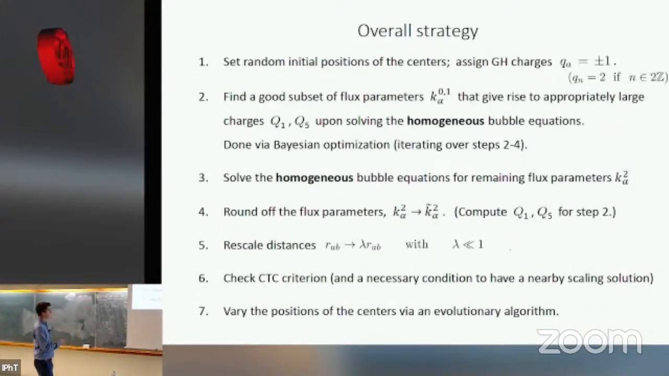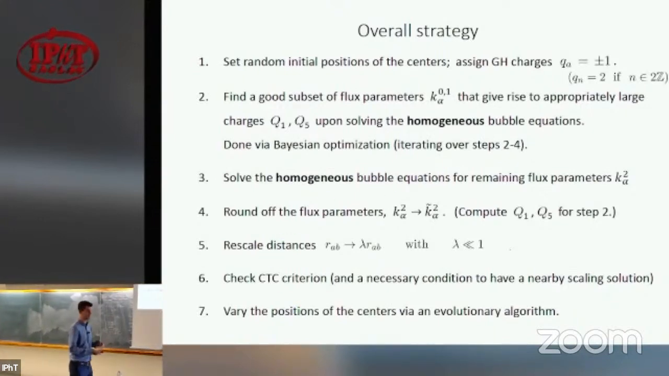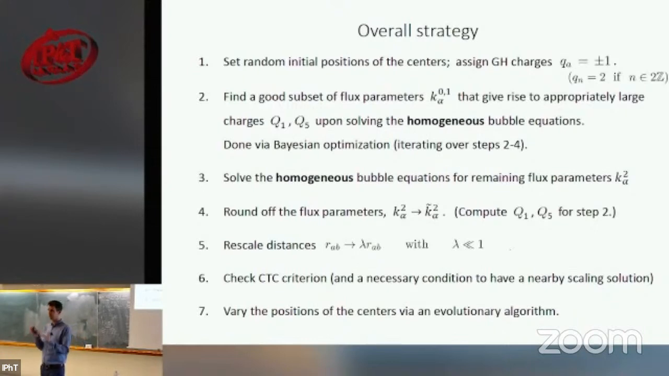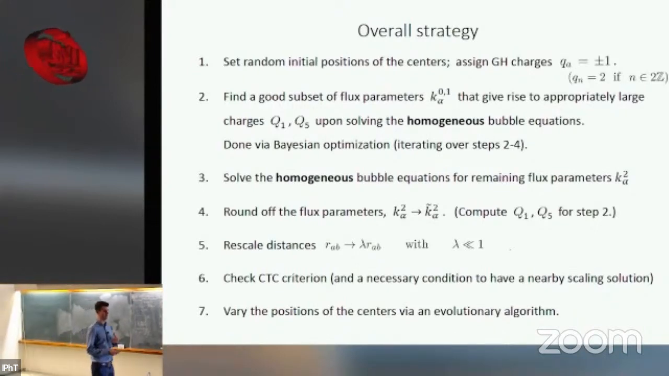So once we've got a solution with acceptably large charges, we rescale the distances to get into the scaling regime. And then we'll check the CTC criterion, which is not the only CTC check, but it's useful at this point to do an initial CTC check, because that will give us confidence that it's worth proceeding. And we'll also check another necessary algebraic condition to have a nearby scaling condition. And then at the last point, we'll pass to the second half of the algorithm.